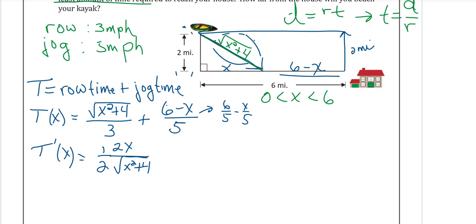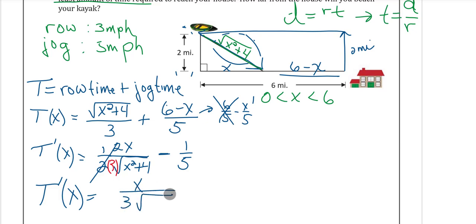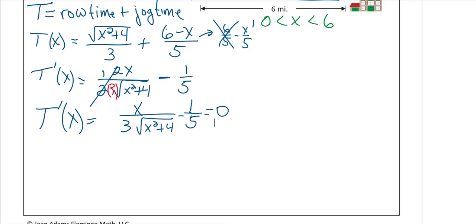So when we take the derivative of that, we just get negative 1/5, because that's a constant, and that's just x to the first power. Okay, cleaning this up a little bit here, the 2's will cancel, so we get, I forgot my 3 in here too. Okay, I forgot that. So we have x over 3 times the square root of x squared plus 4 minus 1/5. Now we're going to set that equal to 0 and find our critical number.